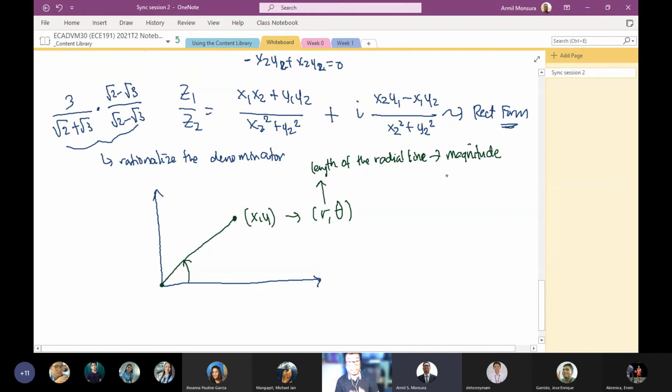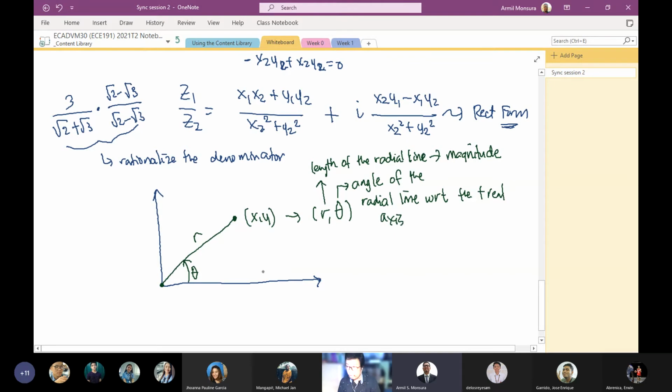Basically, the magnitude of the complex number that we are talking about. And then this one, theta, so this is r, and this is theta, is the angle of the radial line with respect to the positive real axis.